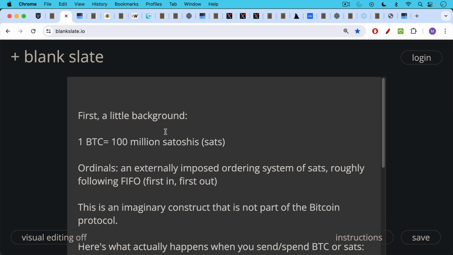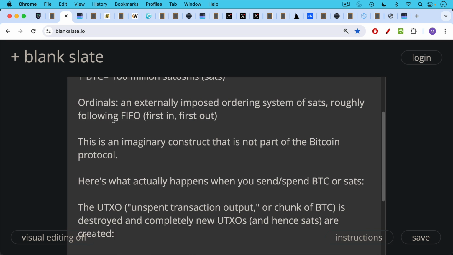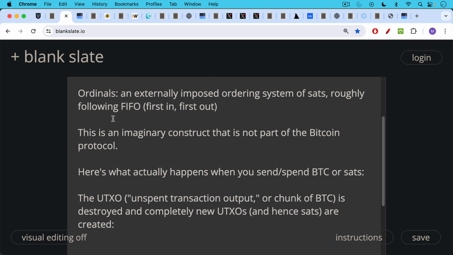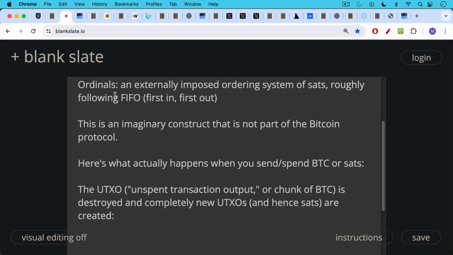If you've been wondering what ordinals are, ordinals is basically just an externally imposed ordering system of satoshis or sats, roughly following FIFO or first in, first out. Now, this is an imaginary construct that's not part of the Bitcoin protocol, because what actually happens when you send or spend Bitcoin or sats, your UTXO, which is short for unspent transaction output, or basically a synonym would be a chunk of Bitcoin, that chunk of Bitcoin is destroyed, and then completely new UTXOs and hence satoshis are created.